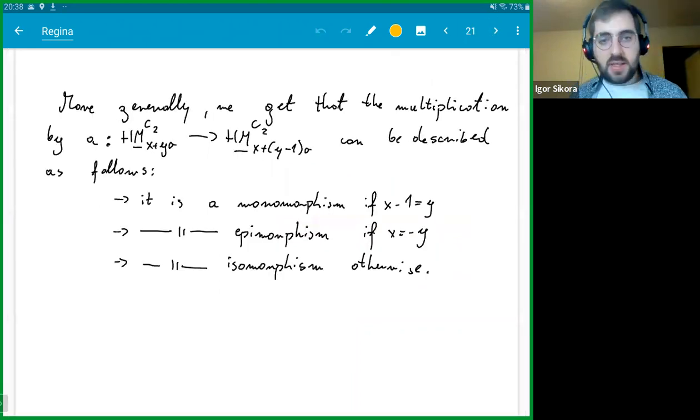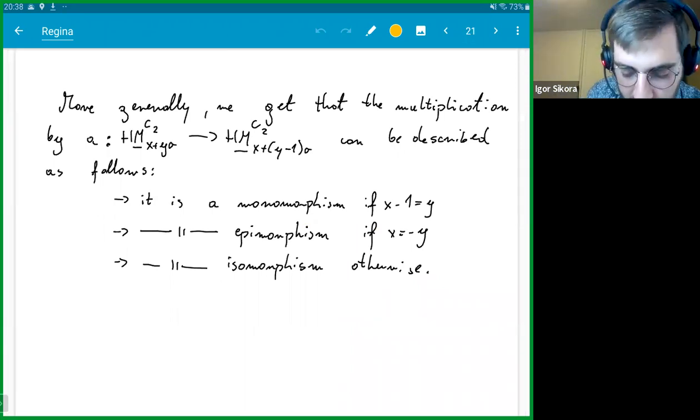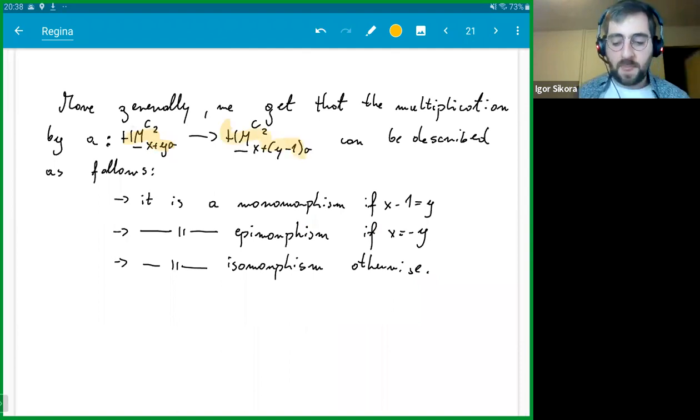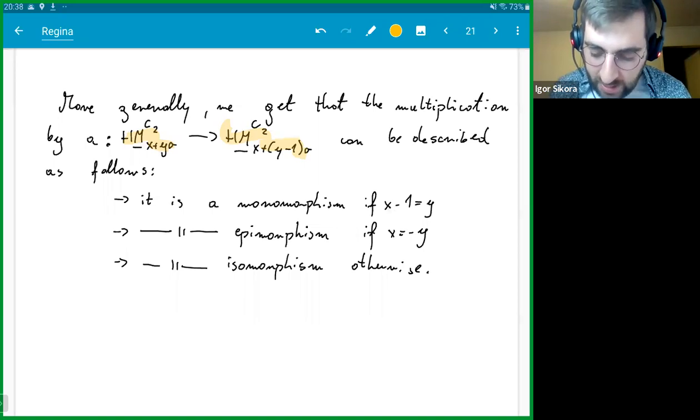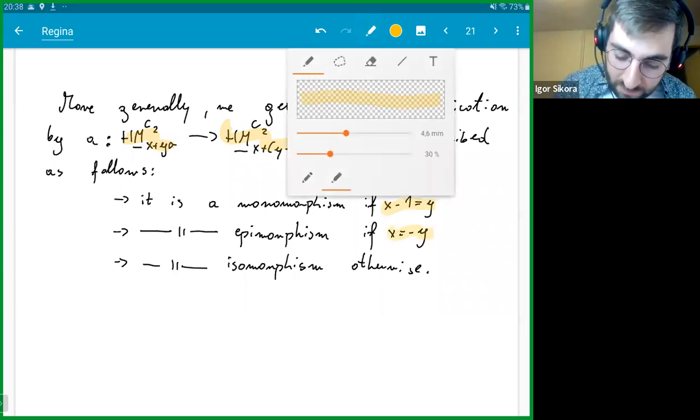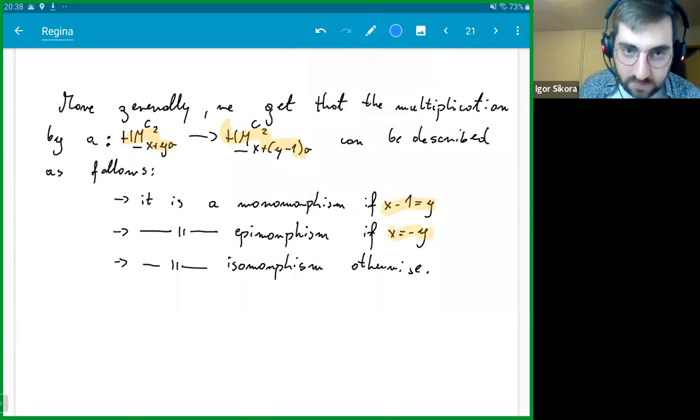And this actually can be extended. If we have a multiplication by A from x plus y sigma to x plus y minus 1 sigma, this can be described as given here. It is a monomorphism if x minus 1 is equal to 0, an epimorphism if x is equal to minus y, and an isomorphism otherwise. So, pictures.